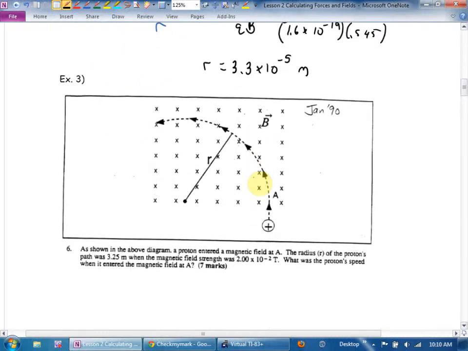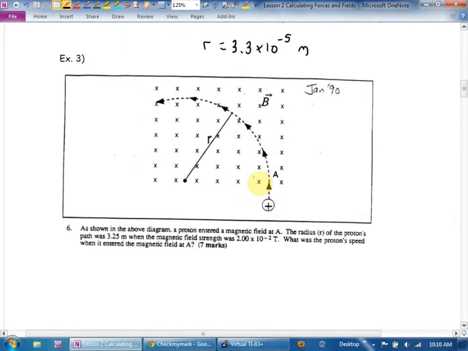Example 3. As shown in the above diagram, a proton entered a magnetic field at A. By the way, let's practice our right-hand rule to see if this diagram is correct. Which way is the proton moving when it hits A? Look at the diagram.